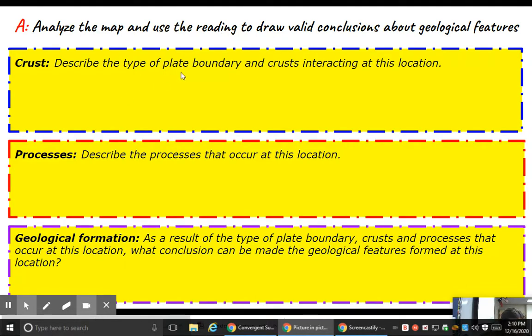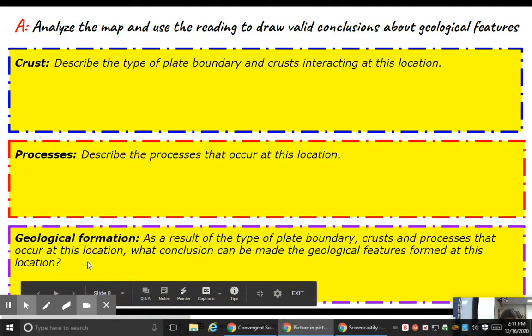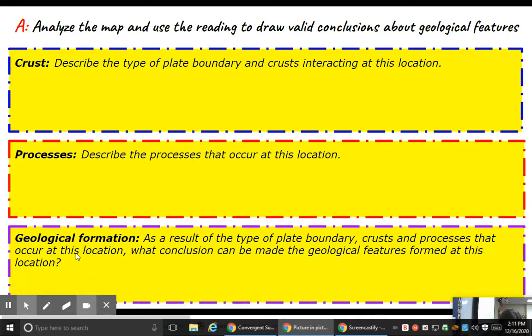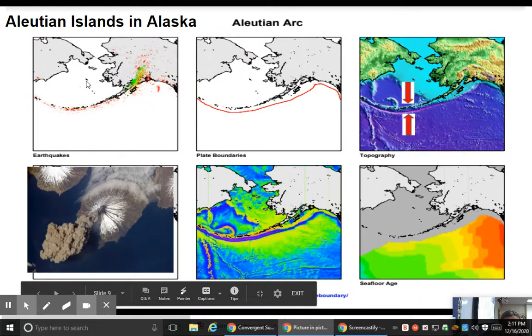So the Andes Mountains, we're looking at a plate boundary where we have an oceanic plate converging with a continental plate. The process that happens here is subduction. The oceanic plate subducts underneath the continental plate, melts in the mantle, and makes volcanoes. Well, your geological formation, that's what you would put here, are volcanoes or volcanic mountains, as well as trenches off the coast. You're always going to get trenches at ocean boundaries.